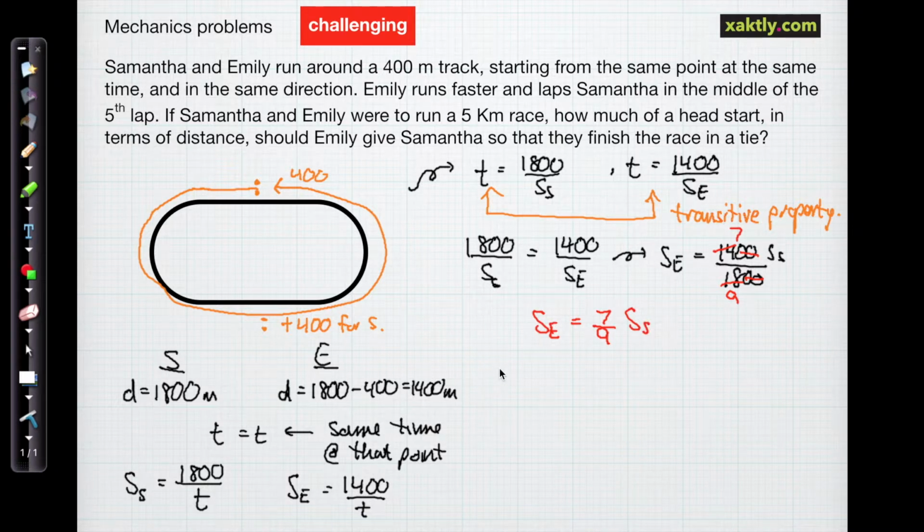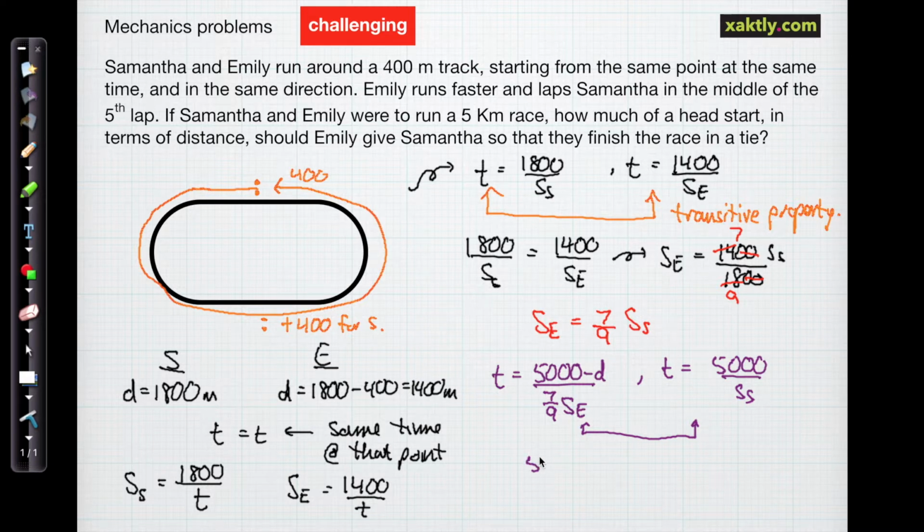Okay, so we got that far. Now what we need to do is to try to figure out the distance that Emily ran. That's one of the things that we don't know. Well, we know that the time for Emily is 5,000 meters minus some distance over the speed of Emily, which is 7/9 the speed of Samantha. And we also know that the time for Samantha is just 5,000 over the speed of Samantha. That's the time for the full 5,000 meters.